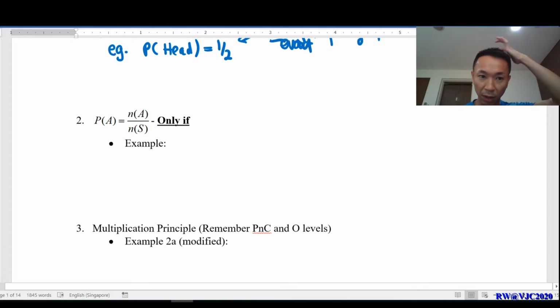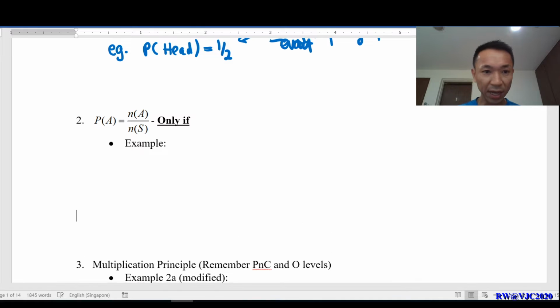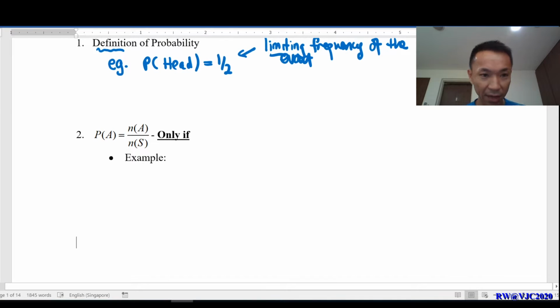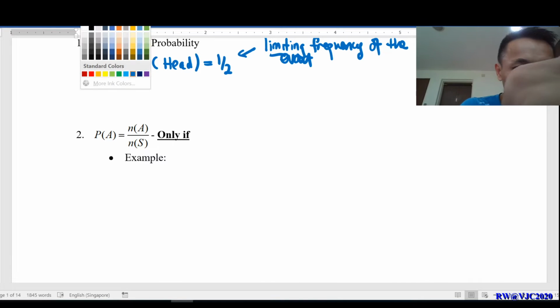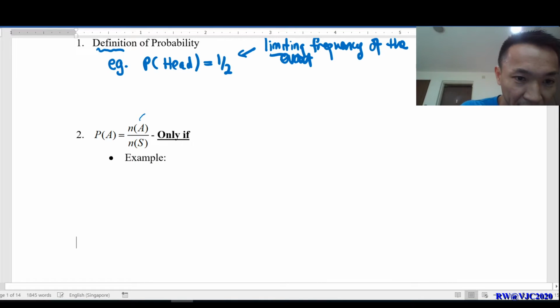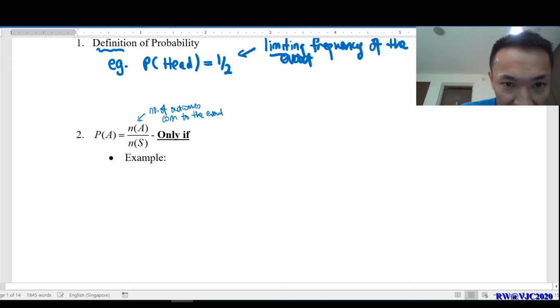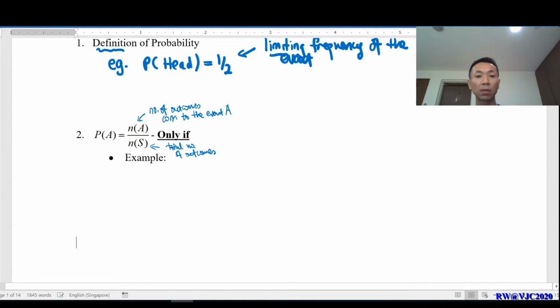The second point I want to talk about is this. We say probability of an event A equals NA over NS. What is NA? Maybe I can explain. NA is the number of outcomes corresponding to the event A. NS is the total number of outcomes.